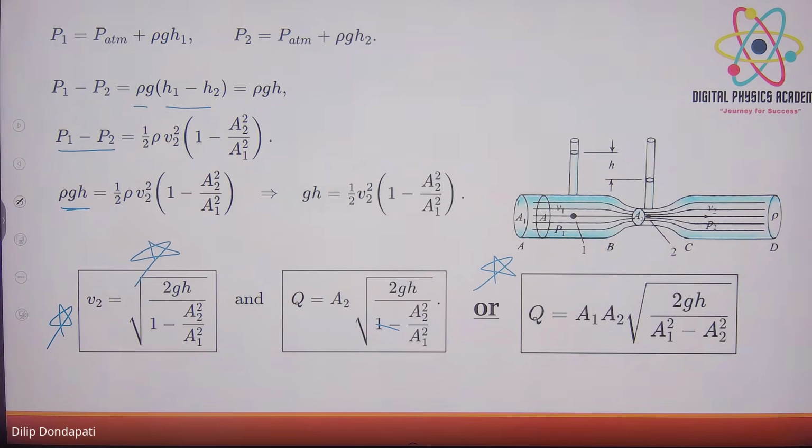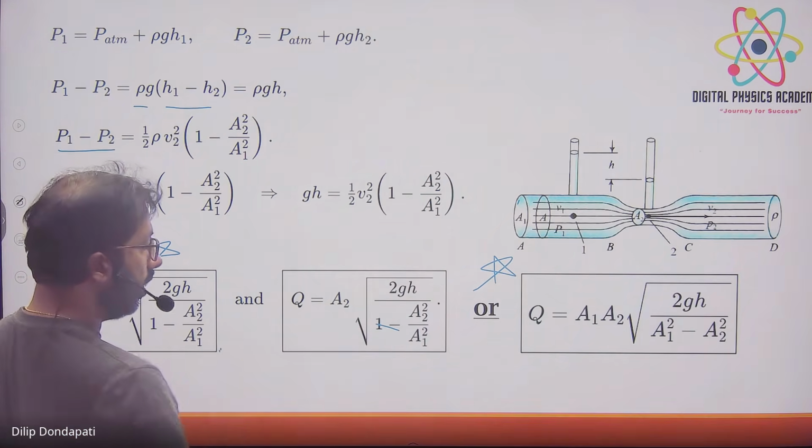The second formula, memorize it: A1 A2 under root 2GH by A1 square minus A2 square is the formula for rate of flow, and the rate of flow will be the same everywhere, always. H is very important. We can use this formula directly.